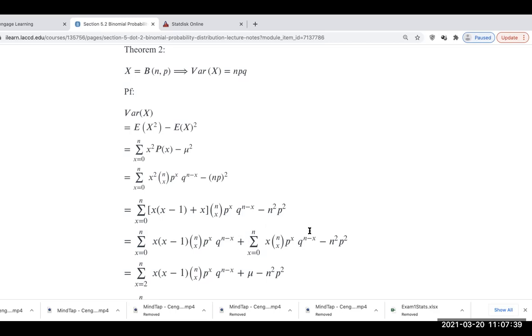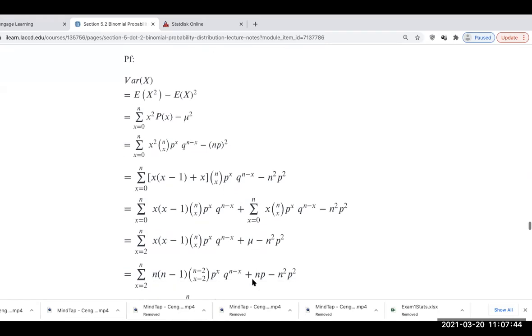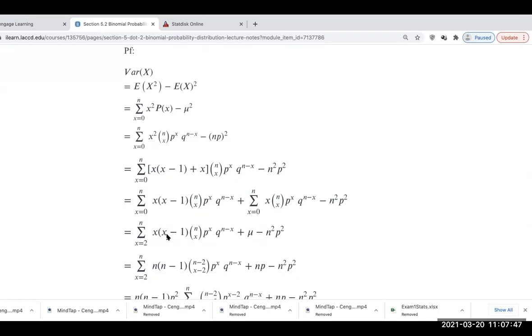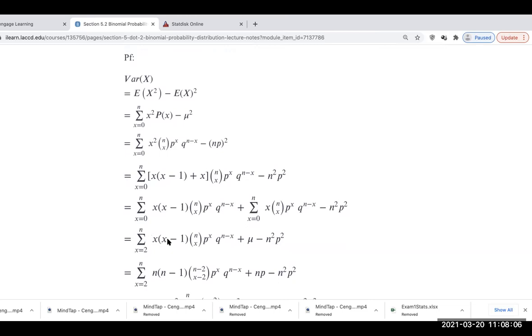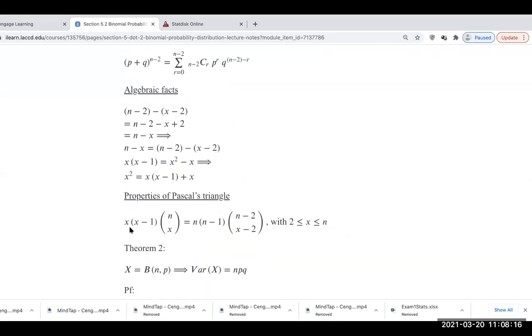But this is just the expected value of a binomial random variable, which we know is equal to np. When x is 0, 0 times anything is 0. When x is 1, 1 minus 1 is 0, times anything is 0. So instead of going from 0 to n, I'll go from 2 to n. By the absorption property, x times x minus 1 times nCx is n times n minus 1 times n minus 2 Cx minus 2. That's just the absorption property.